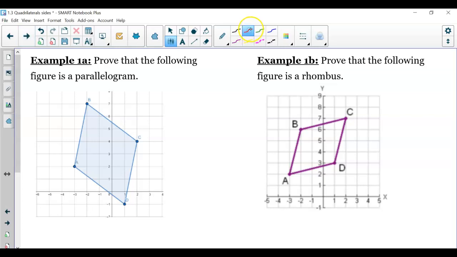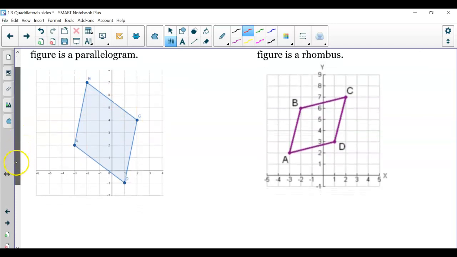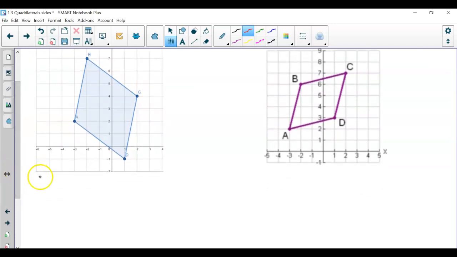So like for the first example, we're going to go ahead and identify and start with the sides. So here I have side AB. So side AB, we can find distance and the slope, right? Because we're looking for parallel sides. We're going to go ahead and do both.